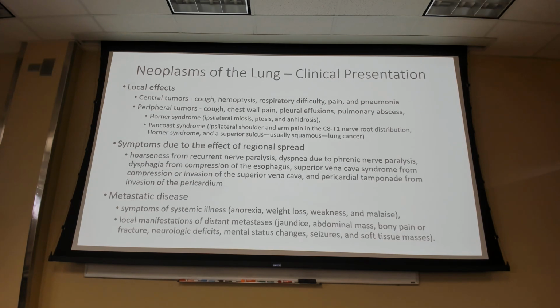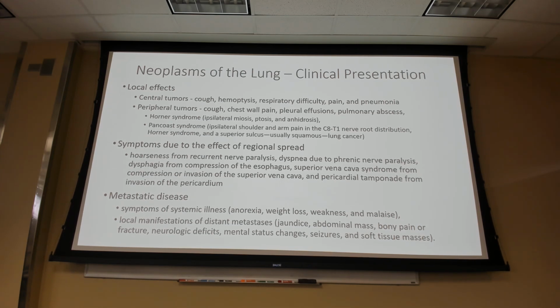So we obviously are going to have some sort of mass in our lung, so we will likely have some local effects from it. Central tumors are going to cause your cough, hemoptysis, and chest pain. They may have a history of pneumonia. For the more peripheral tumors, we might just see chest wall pain since it's localized more in the outer lung. They usually have the cough as well. And then they may have pleural effusion and abscess.